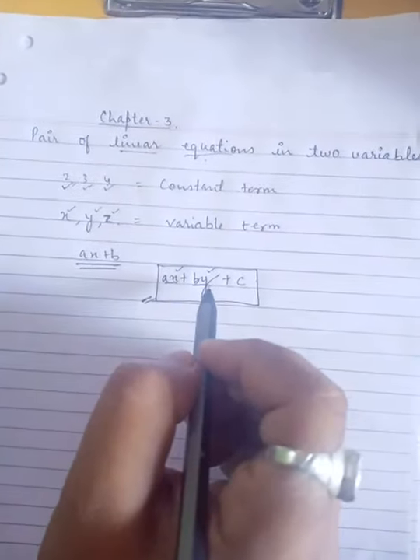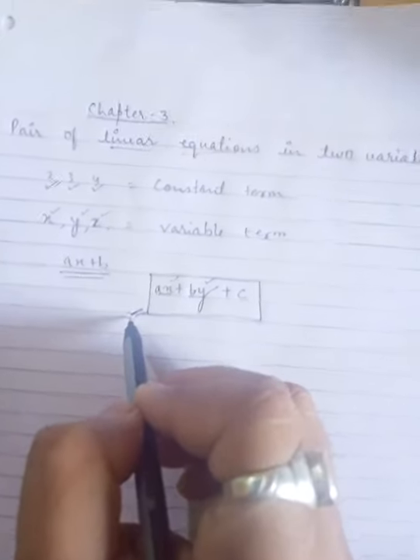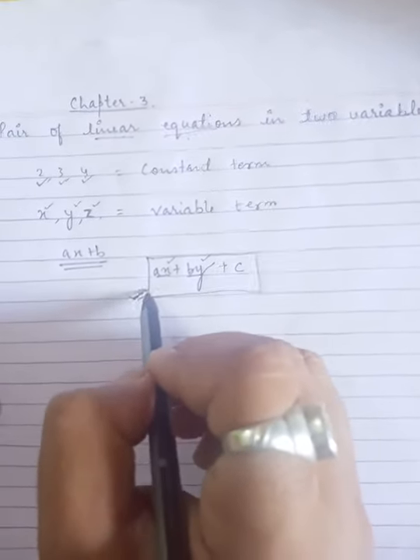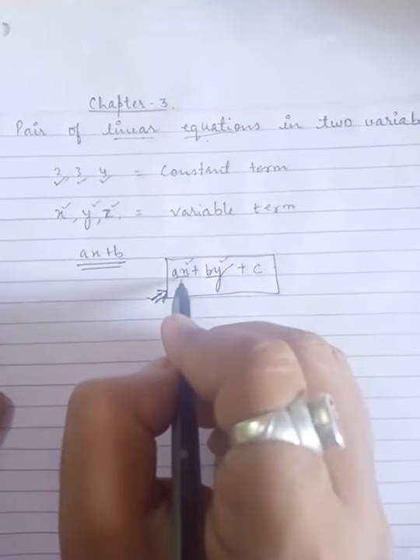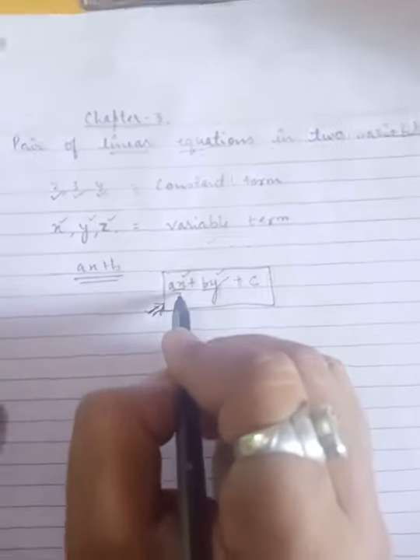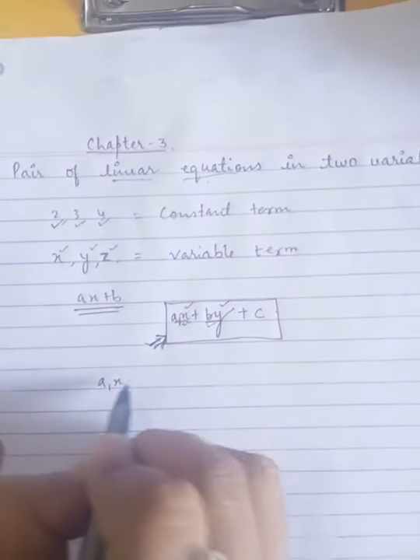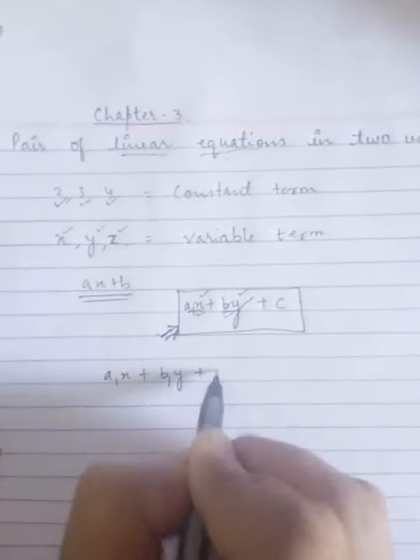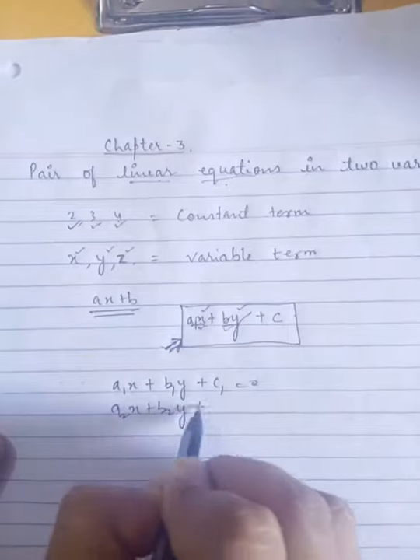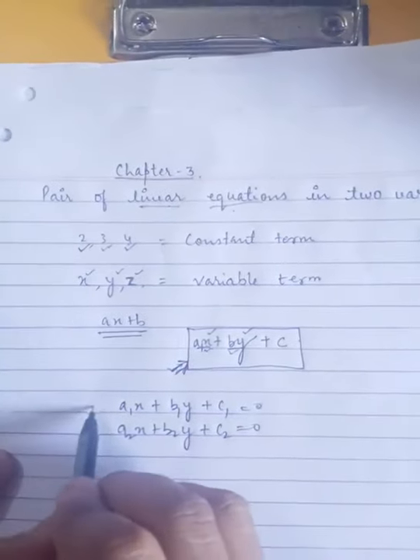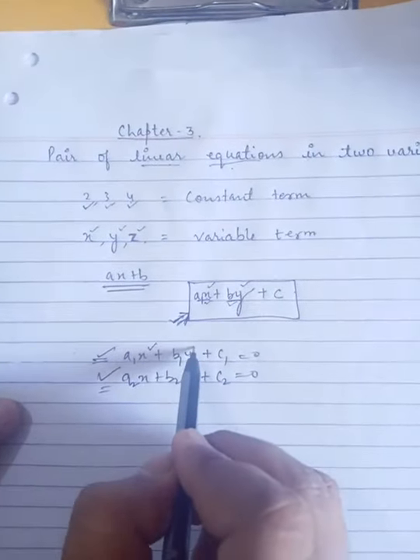Whenever we have problems in which we can convert the situation into an equation form like this, we have to solve them. In that case we need a pair of linear equations to solve for two variables. If we have two variables, we will use two equations, that is, a pair of equations. Like one equation is this and one equation is this. These two equations we have to solve to find the values of x and y.